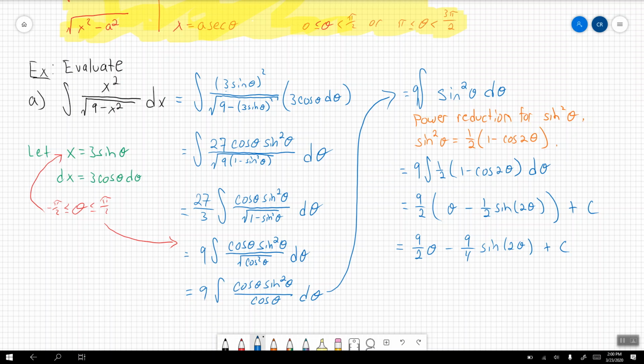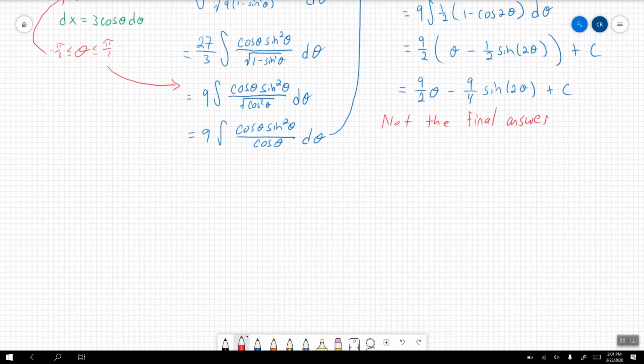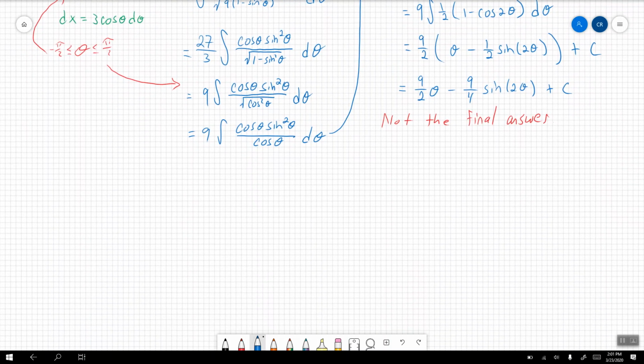All right, so this is not the final answer. It's not the final form. We haven't gotten there yet. So we then need to convert thetas into x's and any sine identities that we see back into x's, or back into y's, whatever that may be. Again, more preferably x's because that's what we're working with. So let's see if we can keep going with this. I'm going to bring this down here.